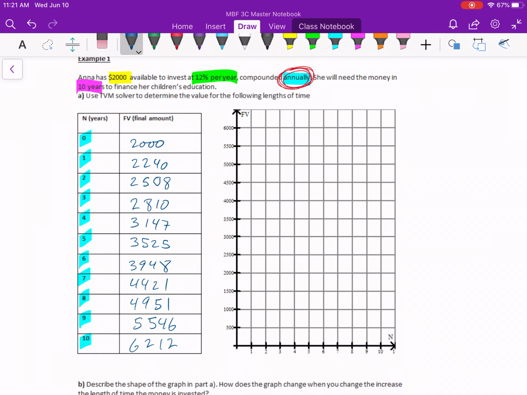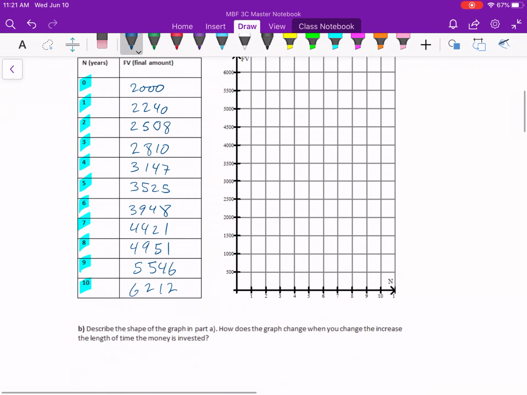Now, remember, she hasn't done anything other than stick $2,000 in the bank and then just wait for stuff to happen. So this money growing every year is costing her nothing other than that she has to not use that $2,000. But of course, 12% per year is a very high interest rate. No bank is actually going to give you that interest rate. So this is exaggerated, but it is the idea of what's going on.